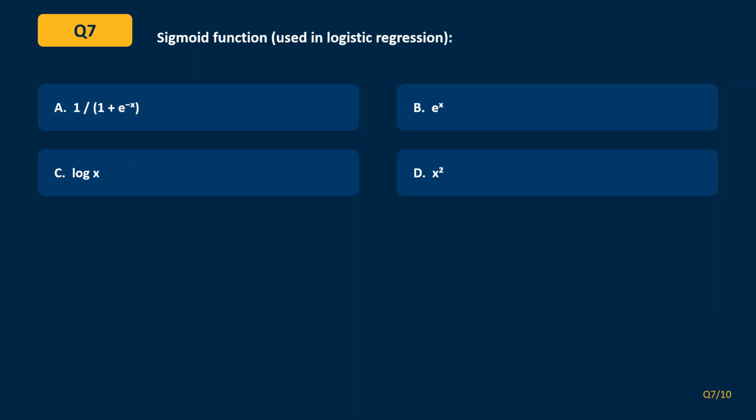Question 7. Identify the sigmoid function used in logistic regression. The answer choices are A. 1 divided by 1 plus e to the negative x, B. e to the x, C. log x, D. x squared. Pause now to select your answer.